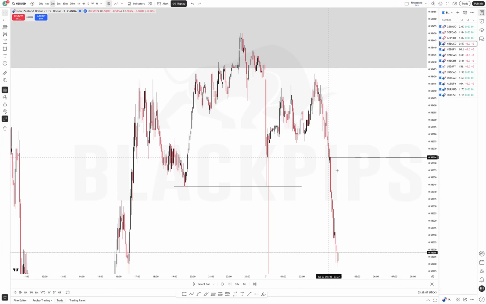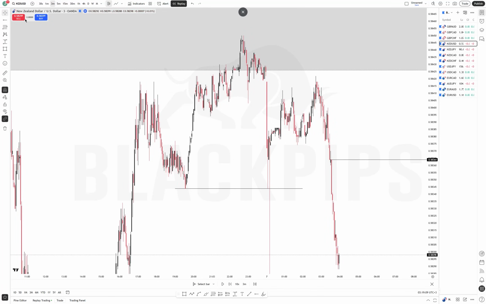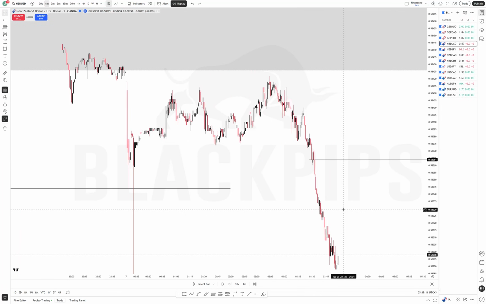And then now what you can see, we have this inside formation here. This was the inside formation, but if you are not sure about it, you can go back again to the 1 minute time frame to confirm it.